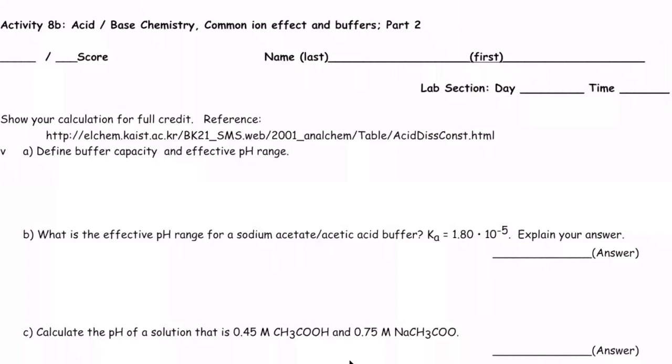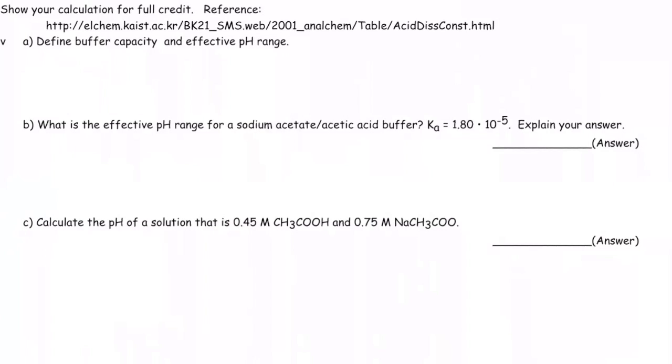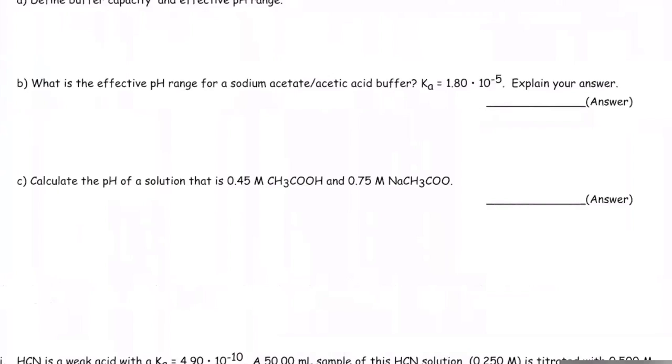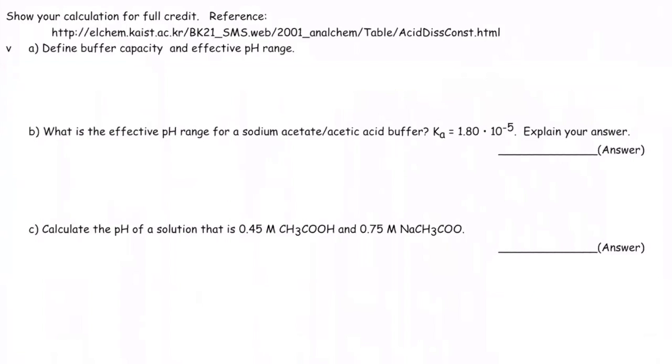The second question right here: calculate the pH of a solution that is 0.45 molar acetic acid and 0.75 molar sodium acetate. So it's basically a common ion problem. I'm going to abbreviate acetic acid as HAc. Rather than writing all this down, the chemistry is not about the hydrogen in CH3 or the oxygens here. The chemistry is about the hydrogen in acetic acid.